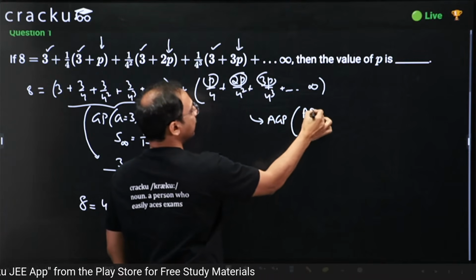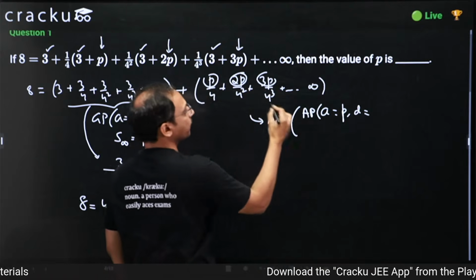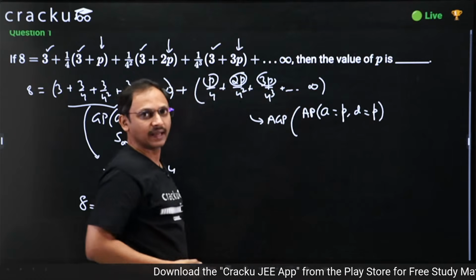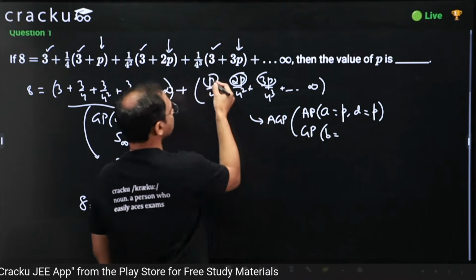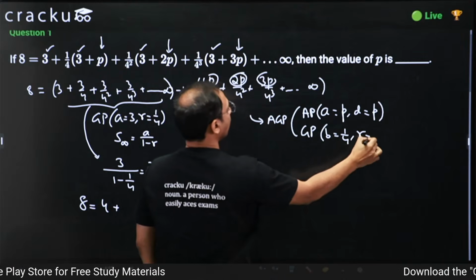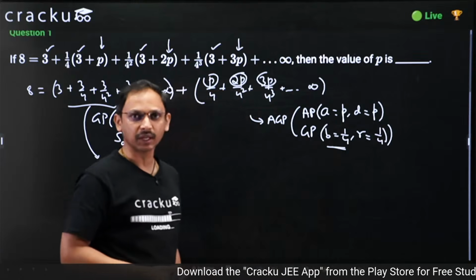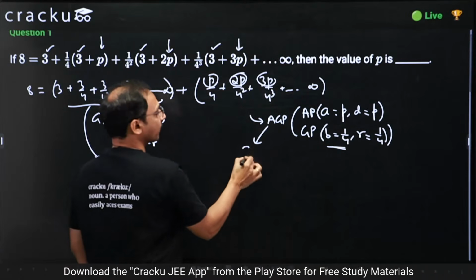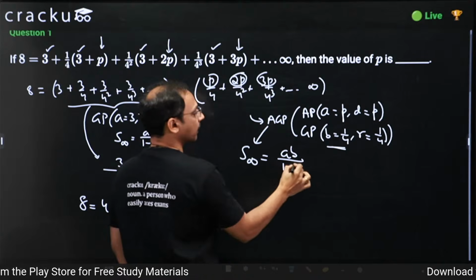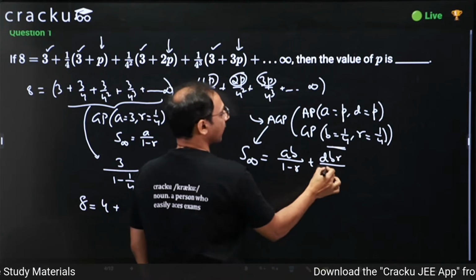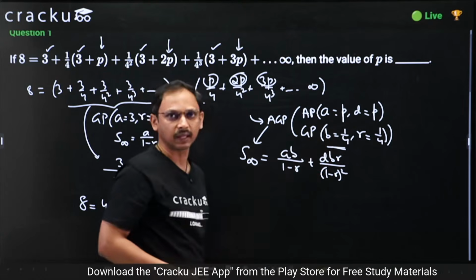So the AP part, you have the first term as P. Common difference is also P. We are looking at an infinite sequence or infinite series. The GP part, the first term is 1 by 4 and the common ratio is also 1 by 4. So in the GP part, I am calling the first term as B. Now what is the formula for S infinity of an AGP? S infinity formula is AB by 1 minus R plus DBR by 1 minus R whole square. So the values of A, D, B, R you take from this observation.